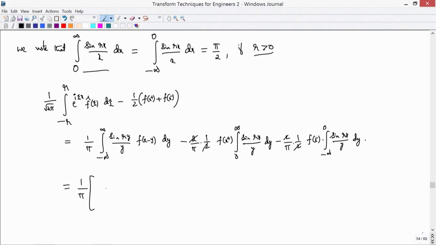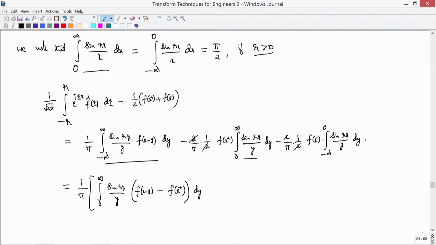Now, what you have is, you try to split this into 2 parts, 0 to infinity and minus infinity to 0. First I use 0 to infinity. If you write this, sin r y by y is common, and what you have is f of x minus y from this, and here minus f x plus, from 0 to infinity into dy.